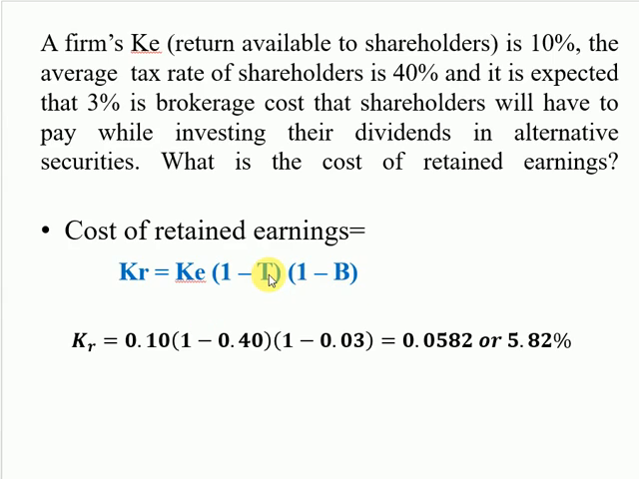Here T is the marginal tax rate, that is 40%. So 1 minus T is 1 minus 0.40. Brokerage cost is 3%. So here the term 1 minus B is 1 minus 0.03. So by putting all the values in the formula, KR, that is the cost of retained earning, is 5.82%.